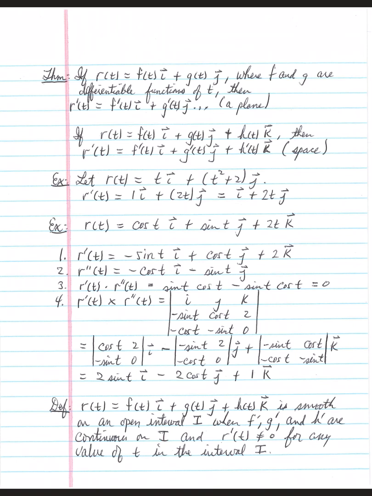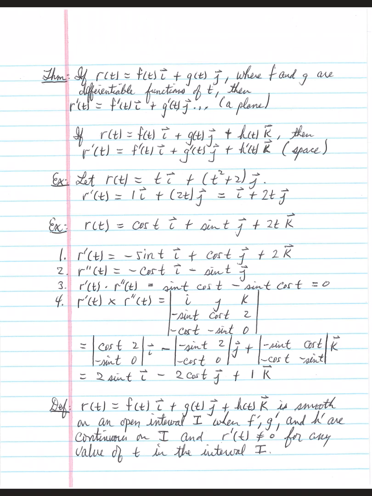If we were to carry out an operation like the first derivative dot product with the second derivative, you match it up component with component. For example, multiply the i's, that's sine t times cosine t, the two negatives will make a positive. The j components, cosine times negative sine, and then there won't be a k term.